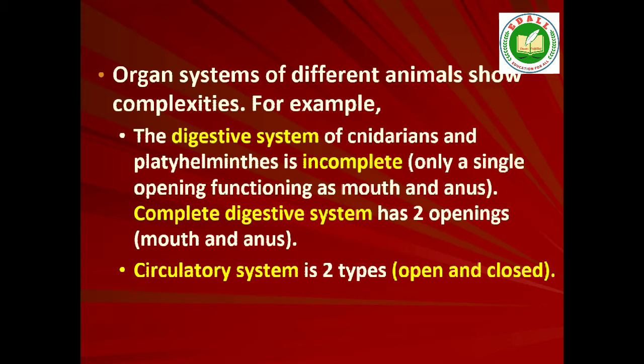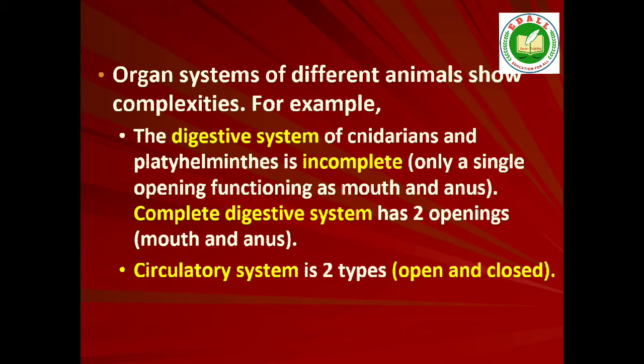For example, the digestive system in platyhelminthes has only a single opening to the outside of the body that serves as both mouth and anus, and is hence called incomplete. A complete digestive system has two openings, mouth and anus.